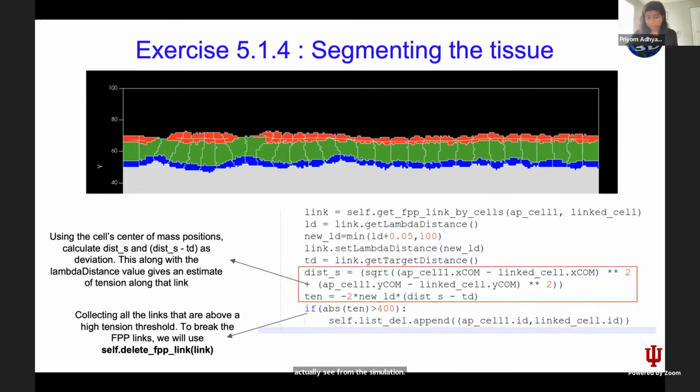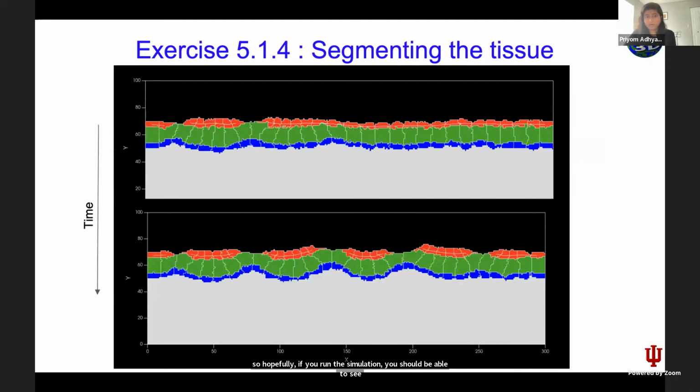And we have a couple of attributes. We set up a speed at which each of these cells were getting activated. We had a measurement of the tension in this case, which is the lambda times the expected minus the target distance, and we were trying to match it against a cutoff of 400. Hopefully if you run the simulation, you should be able to see, are you able to see clusters emerging?